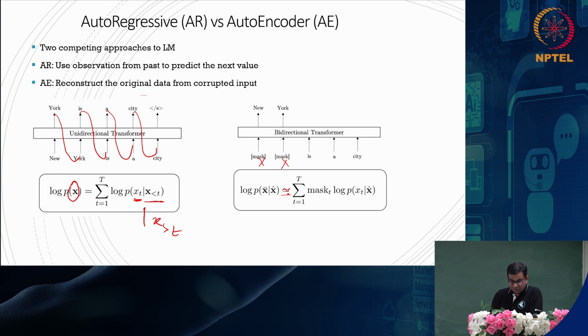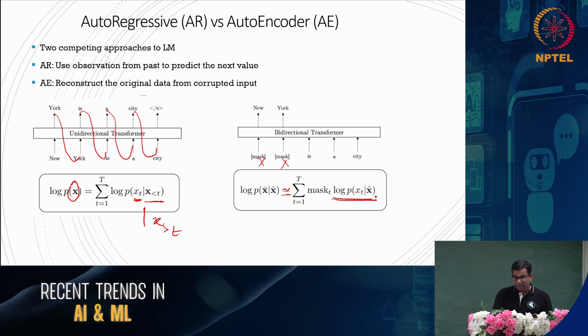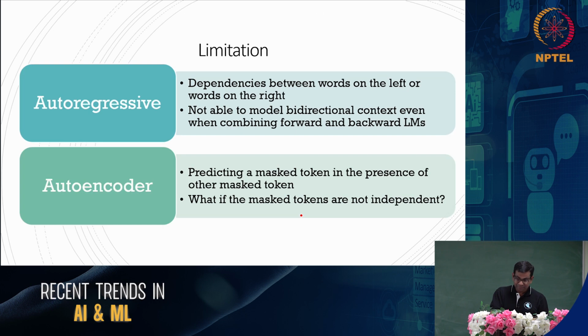Actually, it's not equal to, it's near equal to. Because of this masking, it doesn't decompose the probability. If you multiplied it out, you would get the probability of the entire thing. So it's a near equal to probability because you are masking things.